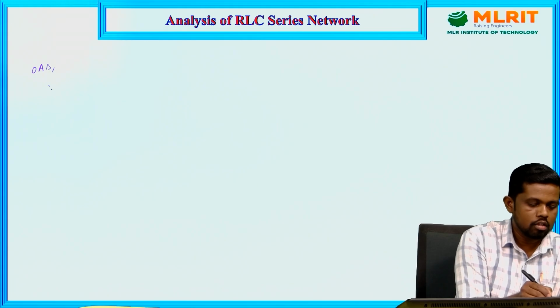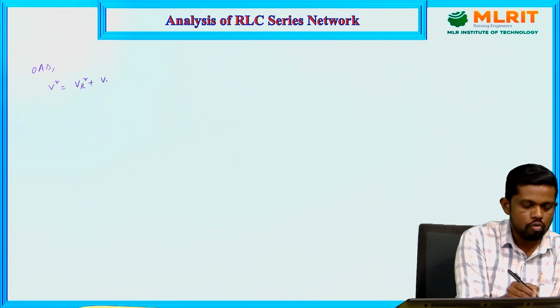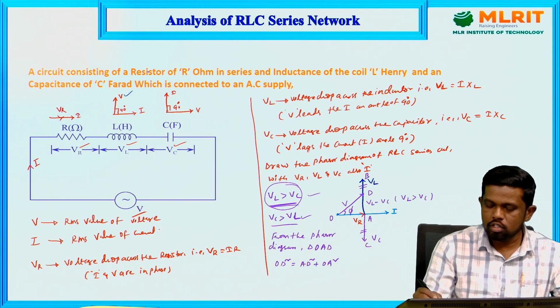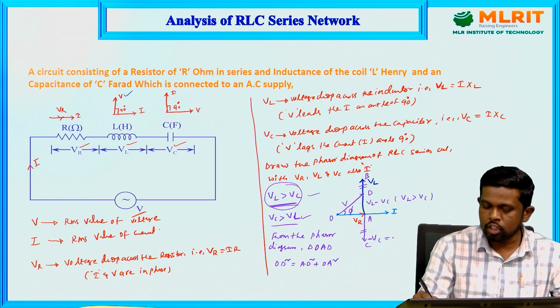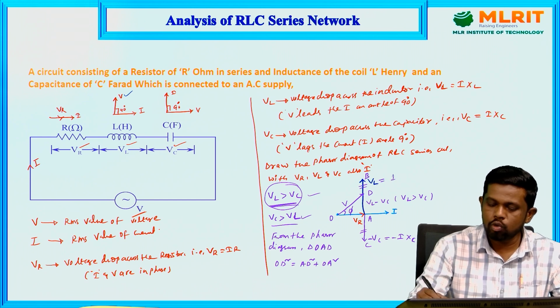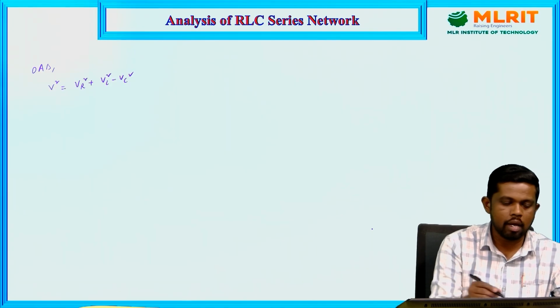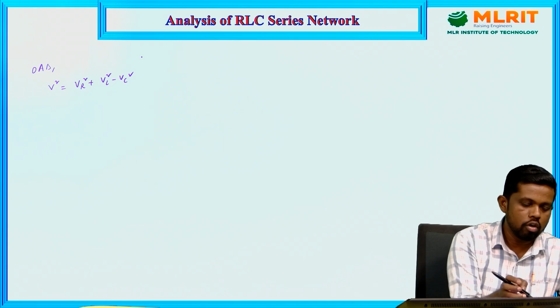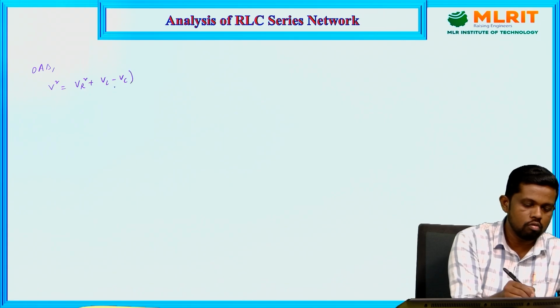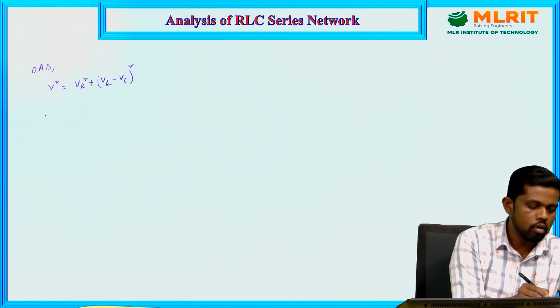according to Pythagoras, V square equals VR square plus VL square minus VC square. Here it is VC, so it is minus VC. Why? Because it's lagging. The expansion of this is minus X into minus I into XC. Leading is I into XL. Leading means plus, lagging means minus. So we get minus VC square. Both are whole square, that is VL minus VC whole square.